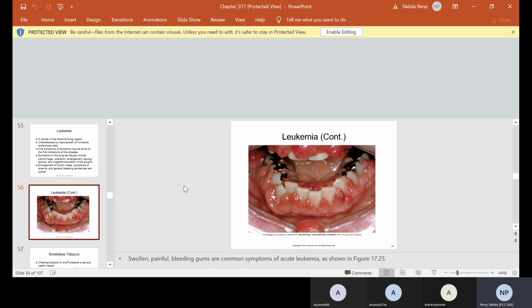And here is what acute leukemia looks like. Swollen, painful, bleeding gums are the most common, as you can see here. Look over here. Look in the lingual. Look how puffy. Look on the top, on the maxillary. You barely can see the teeth. Okay? So this gets to the point where it's so bad that it will cover the teeth in its entirety.